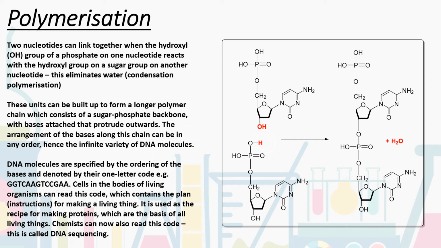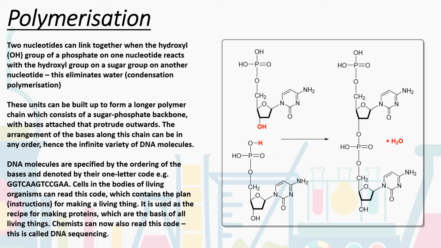So much like how we saw condensation polymerization being used to make amino acids into peptides and proteins by forming peptide bonds or amide bonds, 2 nucleotides can link together when the hydroxyl group, the OH group, on the phosphate of one reacts with the hydroxyl group on the sugar of another nucleotide. So this is again another condensation polymerization because we're going to eliminate water. And essentially it's the OH group on a phosphate of one and the OH group on the sugar of another coming together to make this kind of phosphate link and eliminating water.